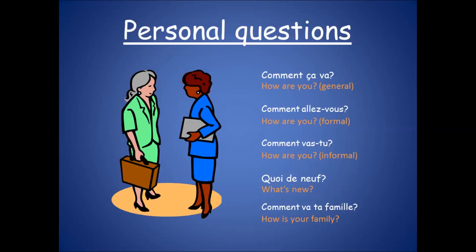Quoi de neuf? Now this is a bit of slang. If you don't feel comfortable using it, that's fine. Again, if it's with people who are maybe business associates, probably best to leave this one out. Quoi de neuf? What's new? And comment va ta famille? That's how is your family. So if you want to maybe inquire about a family that you've known for a long time, that's quite a useful one there.